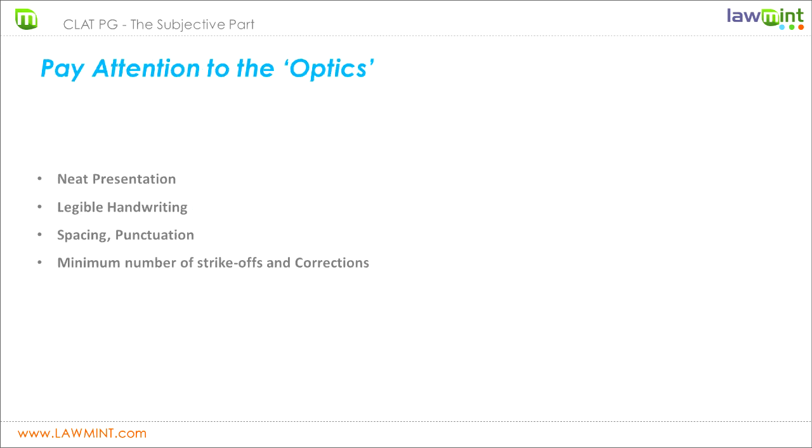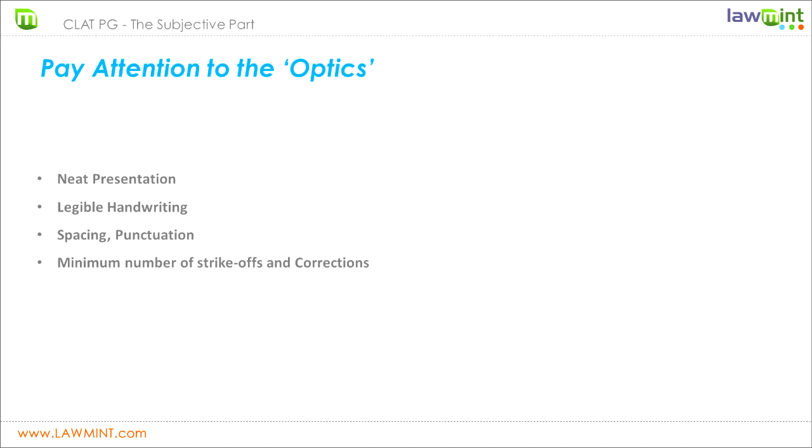Pay attention to the optics. Now, optics refers to all the visual factors that can create a positive or negative impression in the mind of the examiner. Even before the examiner reads your essays in detail, factors such as neat presentation, legible handwriting, good usage of spacing and punctuation, and minimizing the number of strike-offs, corrections and overwriting can create a positive impression in terms of how confident the writer of the essay is and that the essay has been well thought of and pre-planned before being committed to paper.